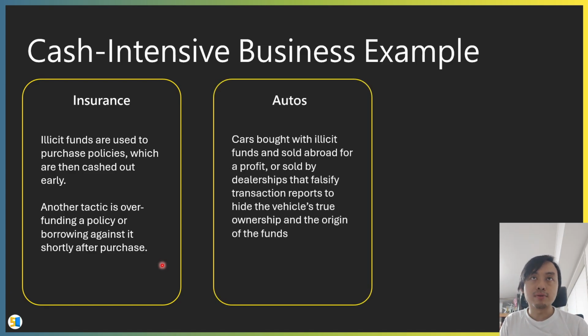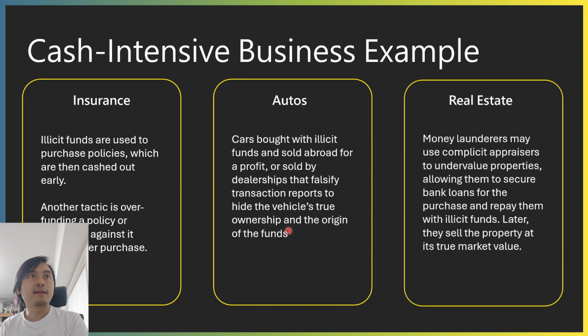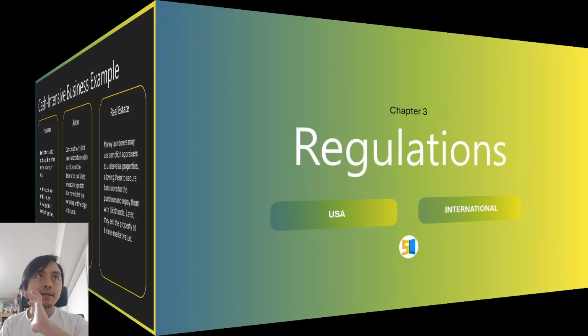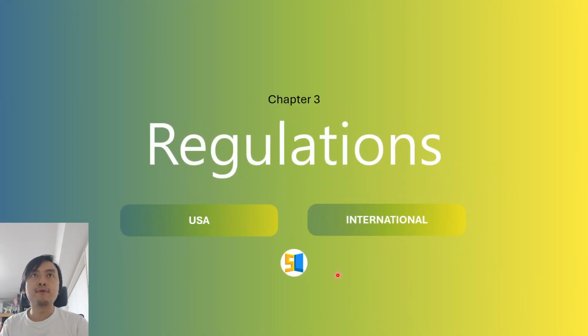The next example is autos. Cars bought with illicit funds are sold abroad for a profit, or sold by dealerships that falsify the transaction reports because they want to hide the origin of the funds. And last, real estate. So money launderers may use complicit appraisers to undervalue the properties. So they are playing with the prices, allowing them to secure bank loans for the purchase and repay them with illicit funds. And then later they sell the property at its true market value to get the profit. Yep, that's the last one for chapter 2.